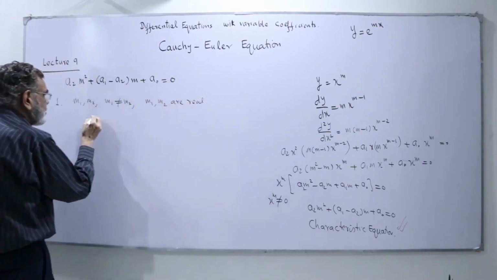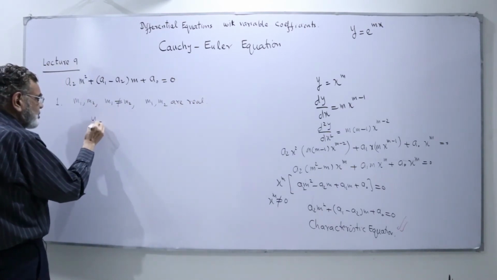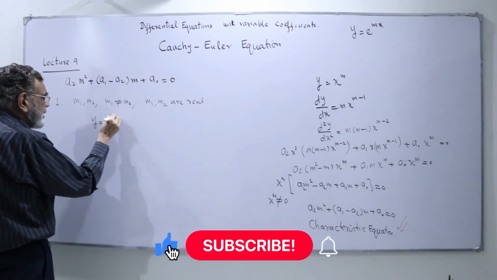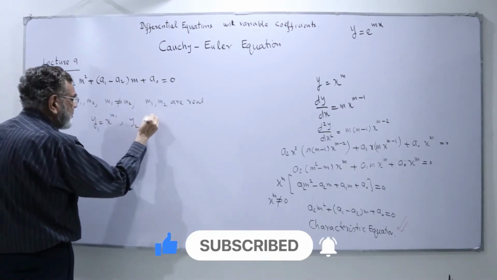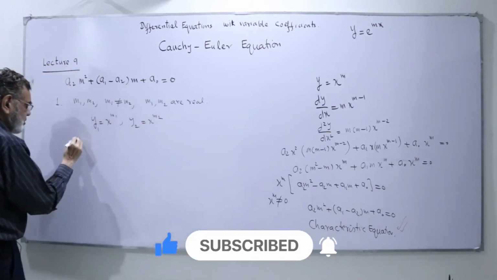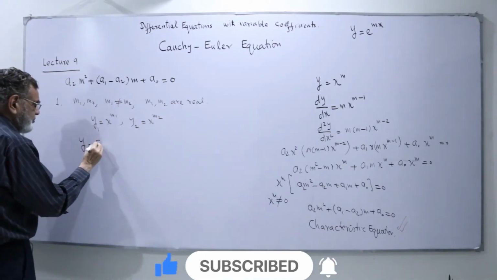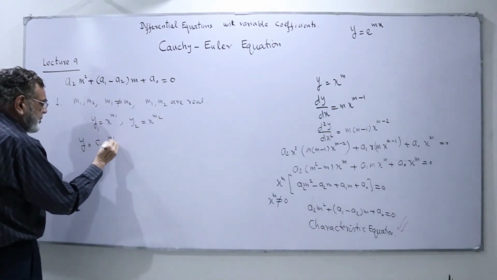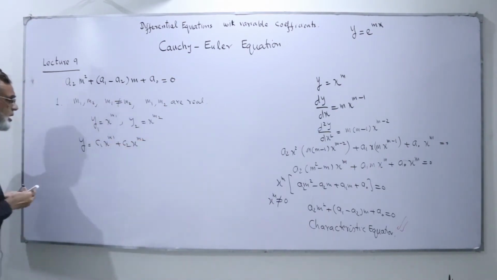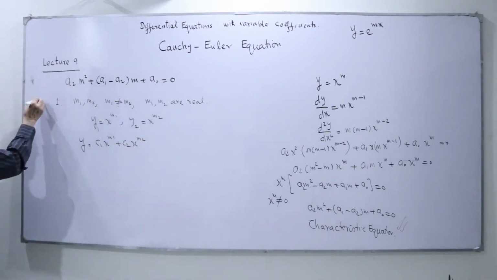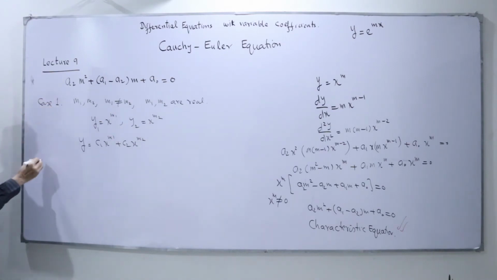Then we are having y is equal to x to the power m. We get y is equal to x to the power m1, and this is my y1. y2 is x to the power m2. When I write the solution, my solution is y equal to c1 y1 plus c2 y2. So a very simple case. We have the solution. This is case 1. So we come to case 2.